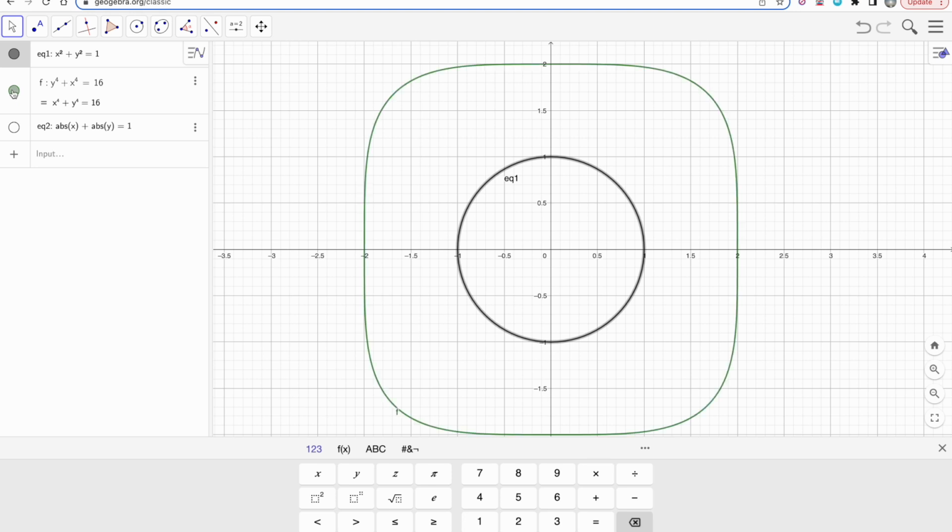If I increase the order, now it will be beta 1 to the power 4 plus beta 2 to the power 4 is equal to 16. If I draw something like that, you see it has gone from a circle. As we increase the power or the norm, it approaches a more squarish shape.